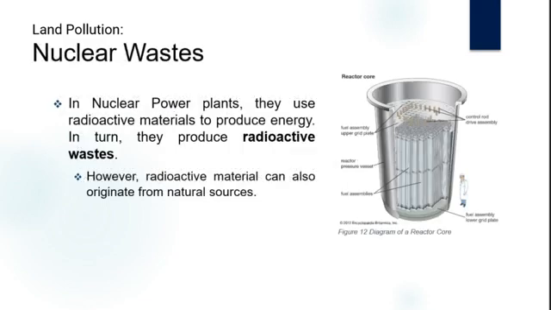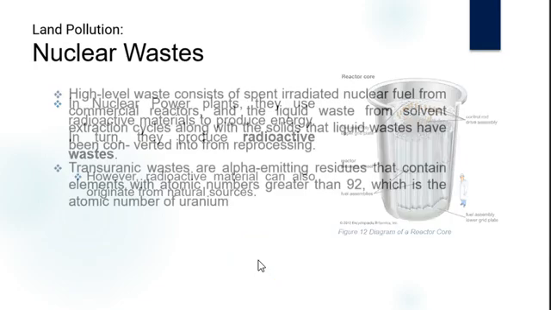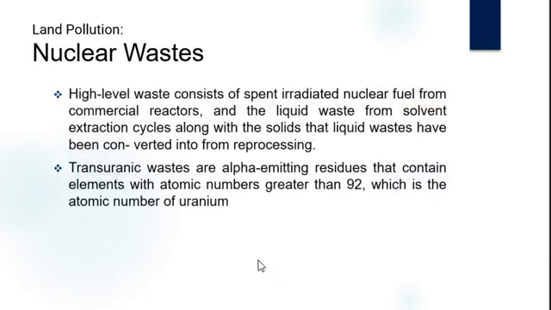Now, another type of solid waste is nuclear waste. In nuclear power plants, they use radioactive materials to produce energy. In turn, they produce radioactive waste. However, radioactive materials can also originate from natural resources. The United States divides its radioactive waste into the following categories, which are high-level waste, transuranic waste, and low-level waste. So we're gonna discuss it later.